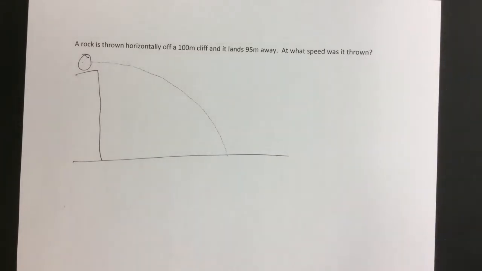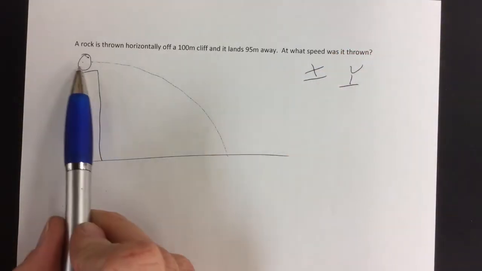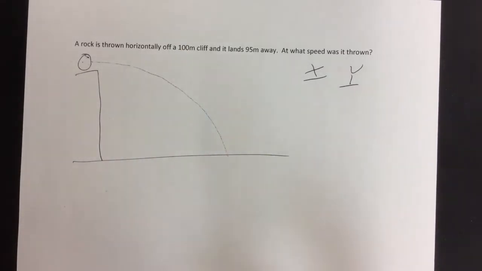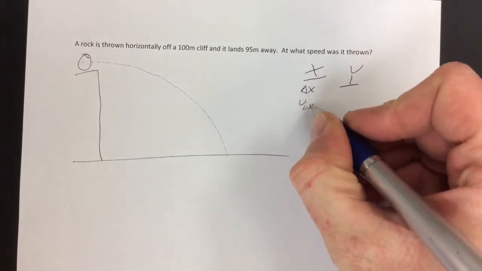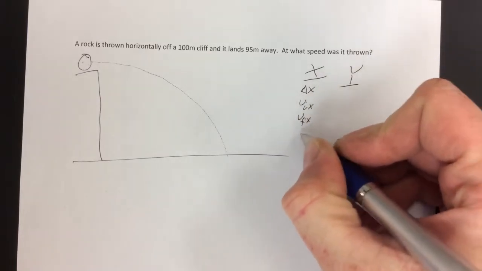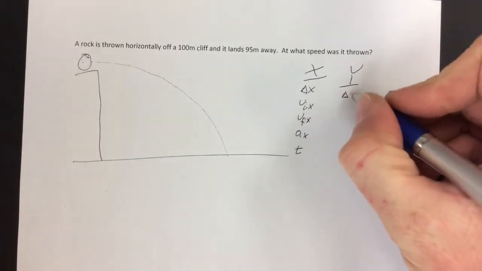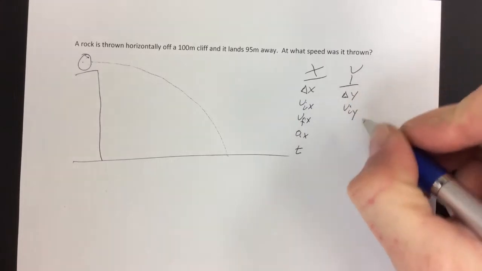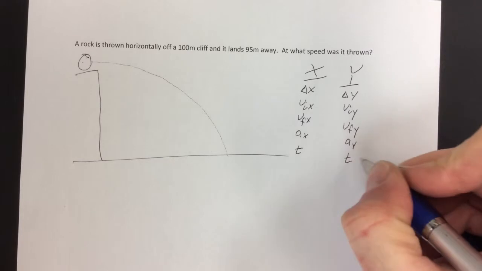Remember those questions we wrote on the board, which should still be on the board. You've got to ask yourself, is this a 2D motion problem? If so, we've got to make an X column and a Y column. Is this moving through both the X and the Y direction? Yes. So we list our variables: delta X, VI X, VF X, A X, and T. And we do the same thing for Y: delta Y, VI Y, VF Y, A Y, T.